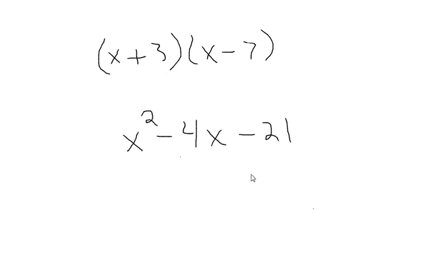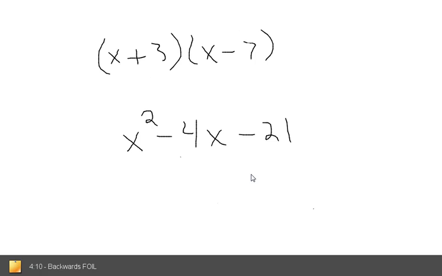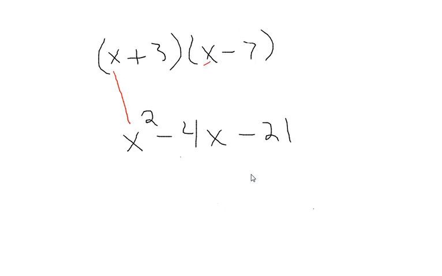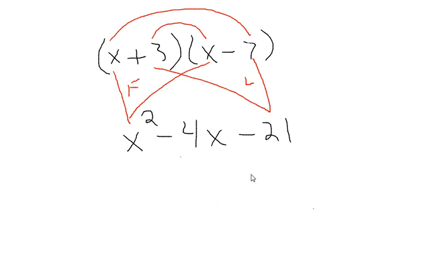Okay, let's take another look at where those terms came from. The x squared came from the x and the x. That's the F of FOIL. The minus 21 came from the L of FOIL, the plus 3 and the negative 7. The negative 4x came from adding our O and our I. So if I were going to go backwards and say, what two binomials did that come from, I would do the same type of thing.